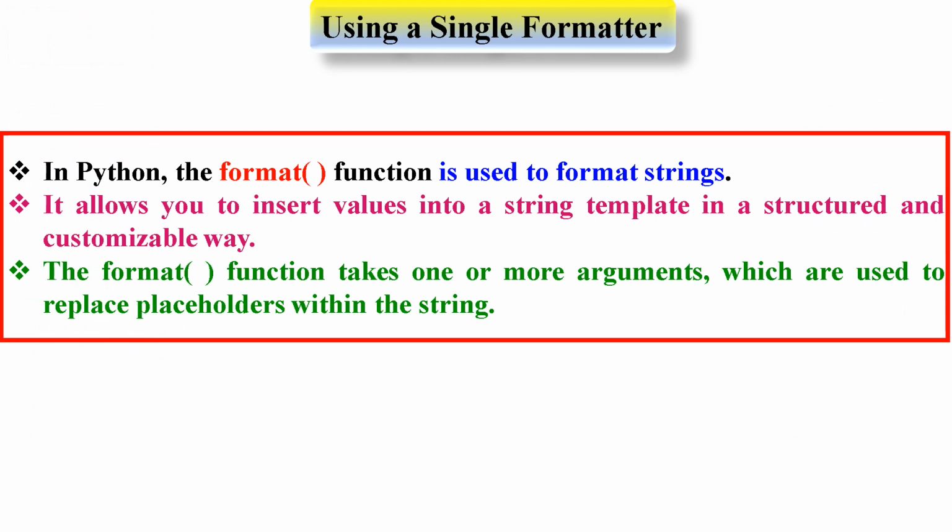Let's learn how to use a single formatter. In Python, the format function is used to format strings. It allows you to insert values into a string template in a structured and customizable way. The format function takes one or more arguments, which are used to replace placeholders within the string. You can use numbered or named placeholders for more complex formatting needs. Numbered placeholders are replaced in the order they appear in the string, while named placeholders are replaced with corresponding keyword arguments.